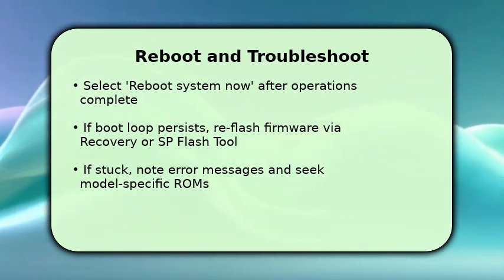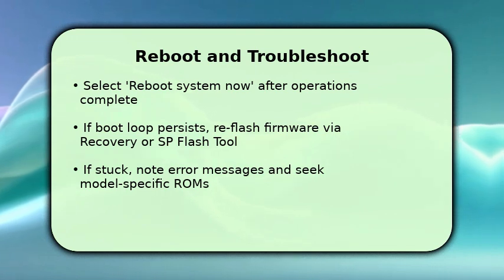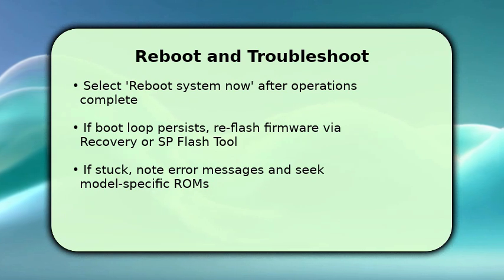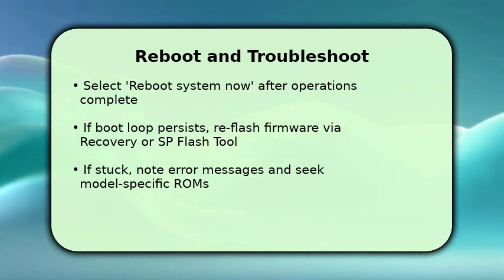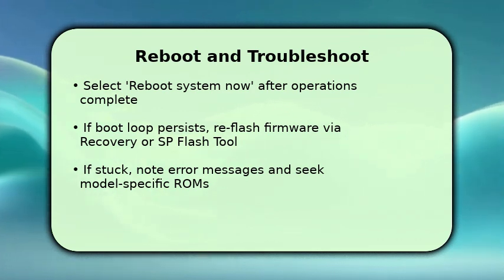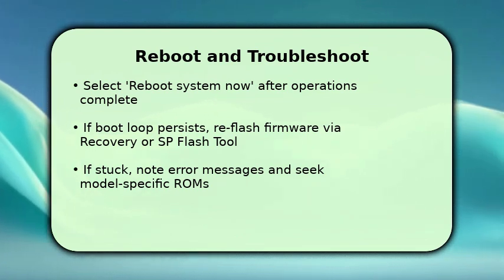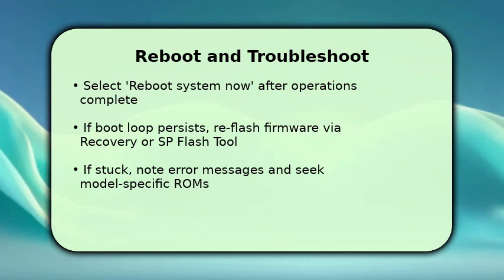If the device still loops or shows errors, reflash the correct Realme firmware through Recovery or use a tool like SP Flash Tool for MediaTek devices. This replaces the whole software image. Make sure to match the exact model and firmware version. Mismatches can brick your phone. If flashing fails, write down the error and check model-specific ROM forums or support for targeted files and instructions.